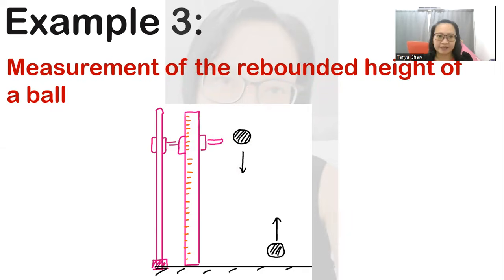So the surface is a flat surface. This is the table. So you are asked to drop a ball from a certain height, for example, maybe at the 50 cm mark on a meter rule, and then you are asked to see the height of the rebounded ball. So ask yourself, this is the meter rule. So normally we use a meter rule. Oh, I'm sorry, this is a cm rule, but I want you to imagine this as a meter rule.